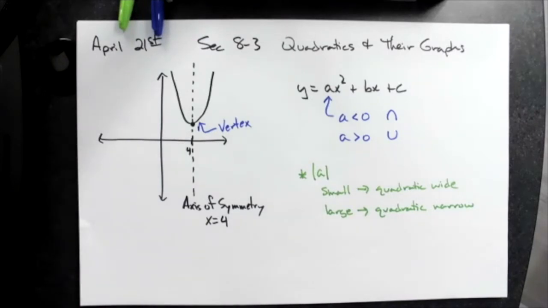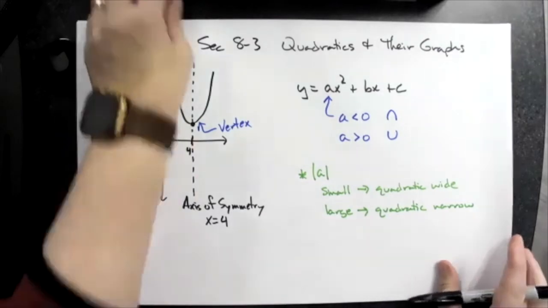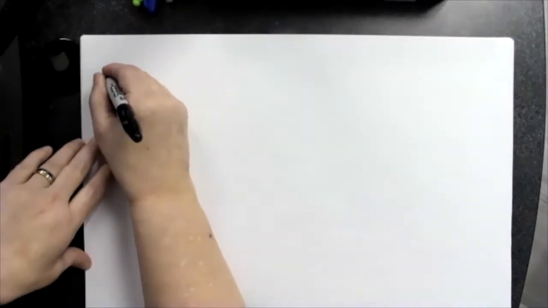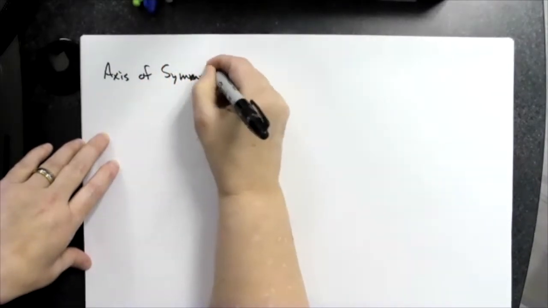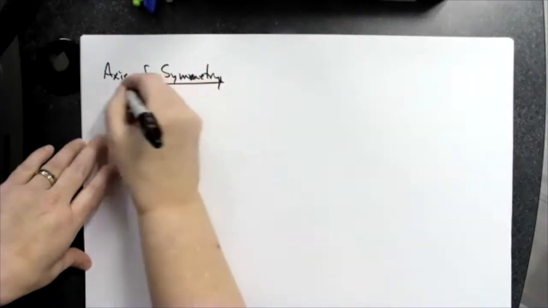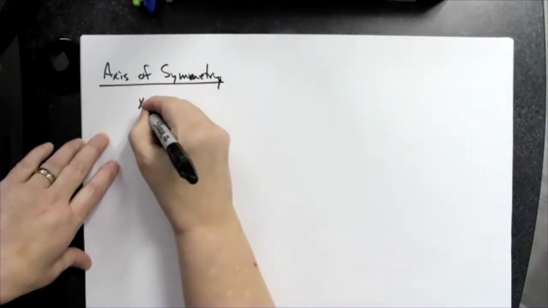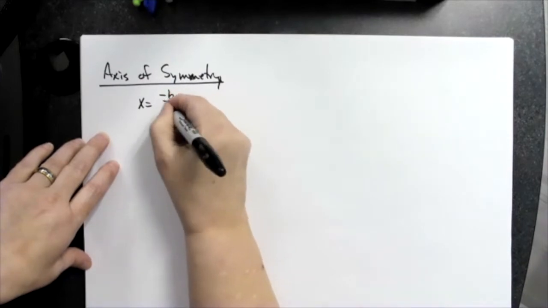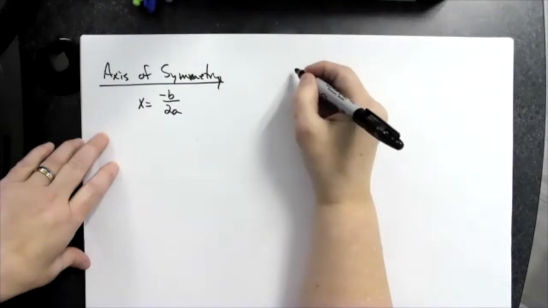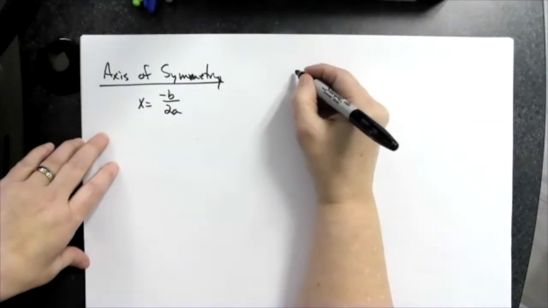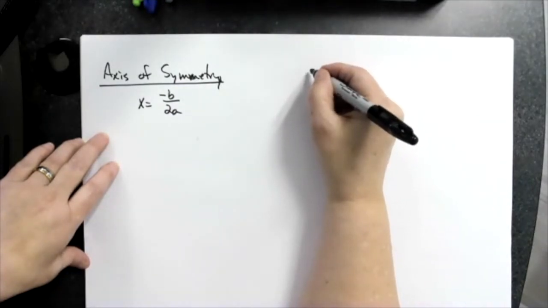All right, so let's go to some formulas after this. Let's have our axis of symmetry formula. Our axis of symmetry can be calculated by x equals negative b over 2a. Again, the a and the b are going to correspond to those coefficients that are in the equation. So let's write the equation one more time.